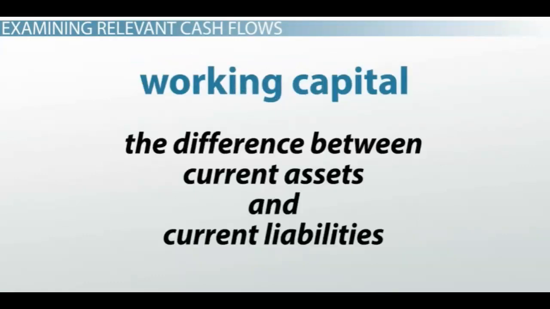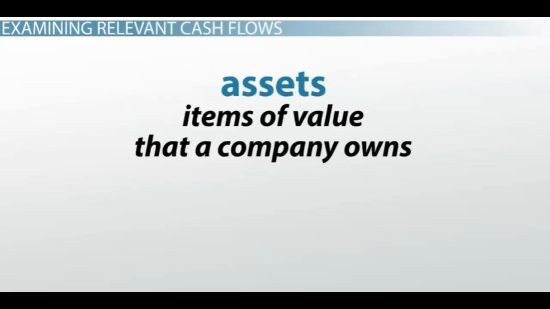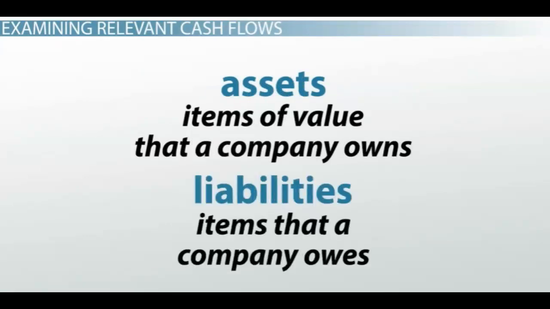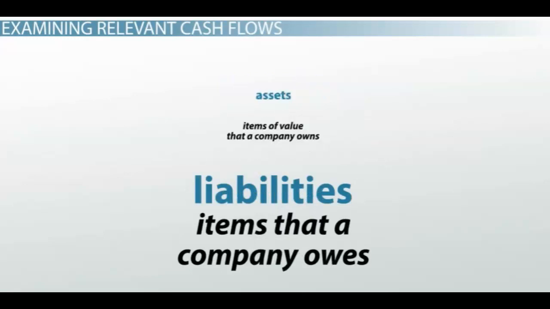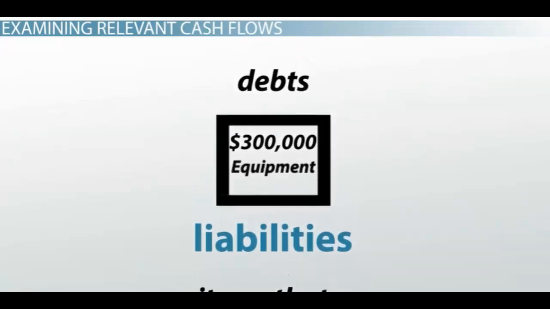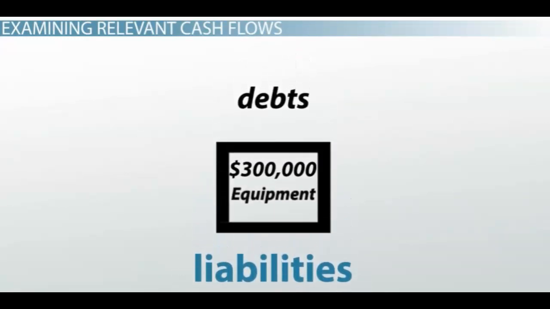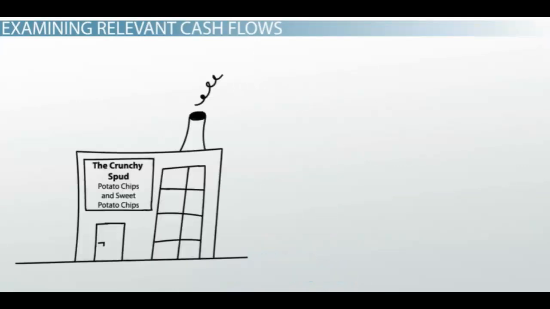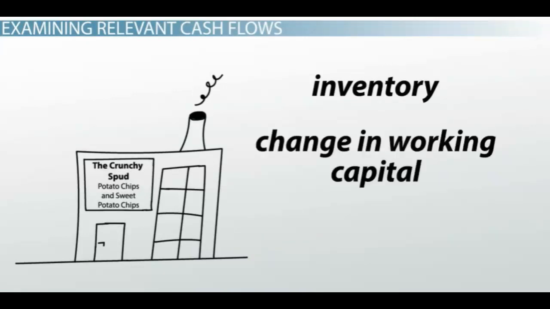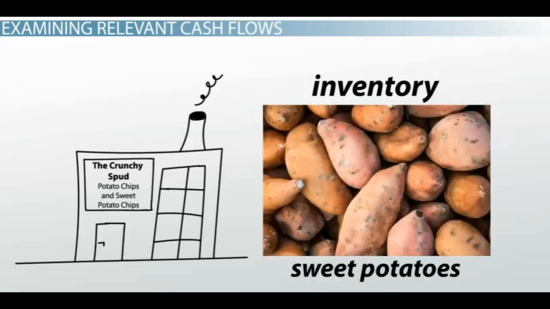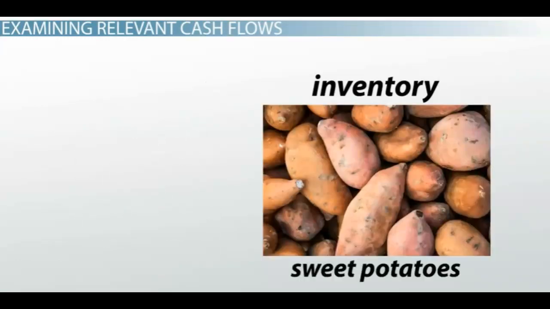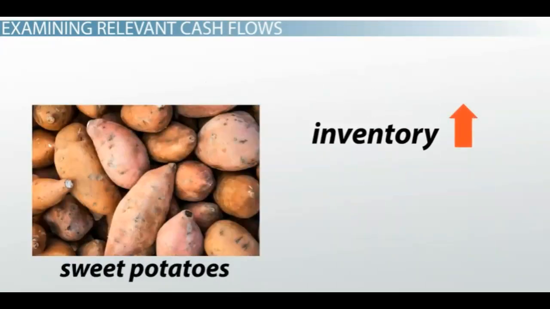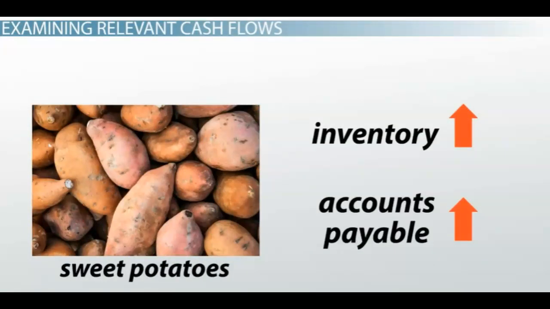Working capital is the difference between current assets and current liabilities. Assets are items of value that a company owns, and liabilities are items that a company owes, for example, debts. To be considered current, these items must be used up or paid within 1 year. Sometimes when an investment is made, the business will need to purchase more inventory, which will cause a change in working capital. For example, if Mr. Tater goes ahead with the investment, he will have to purchase sweet potatoes. This will increase both his inventory balance and his accounts payable, or the amount that he owes to his suppliers.